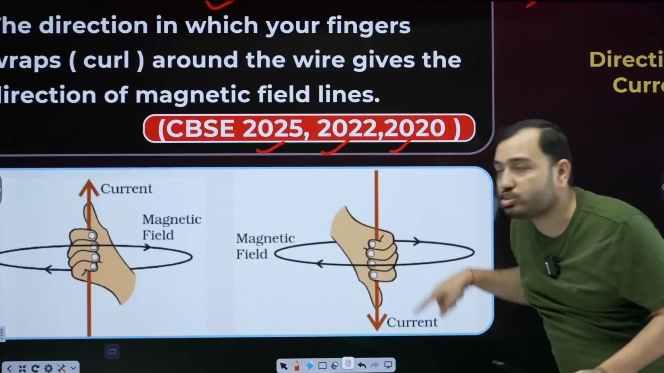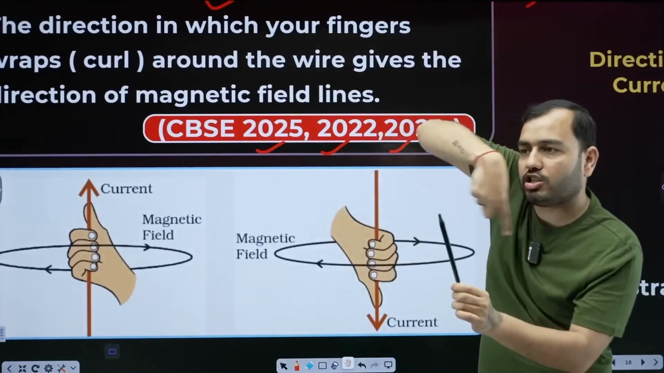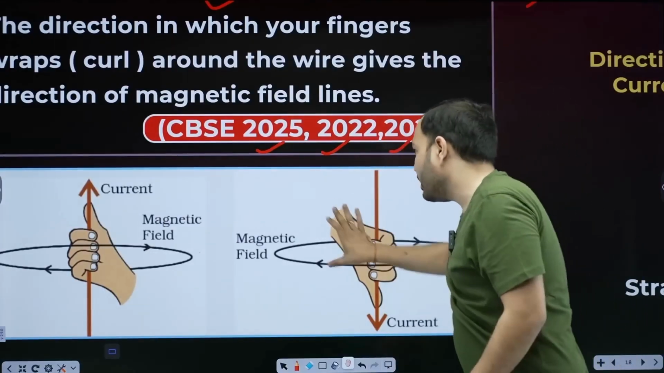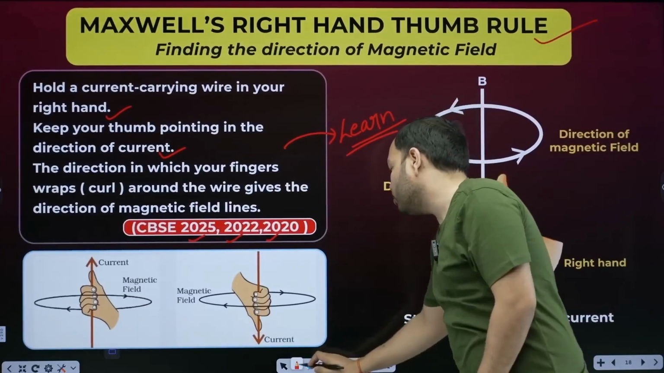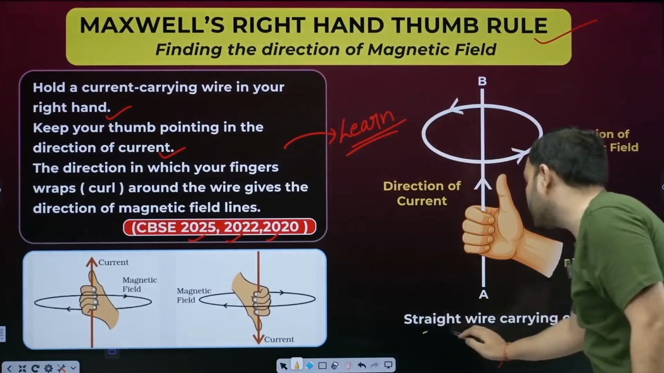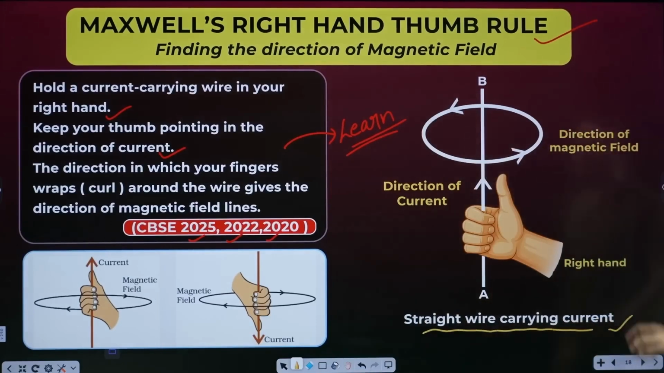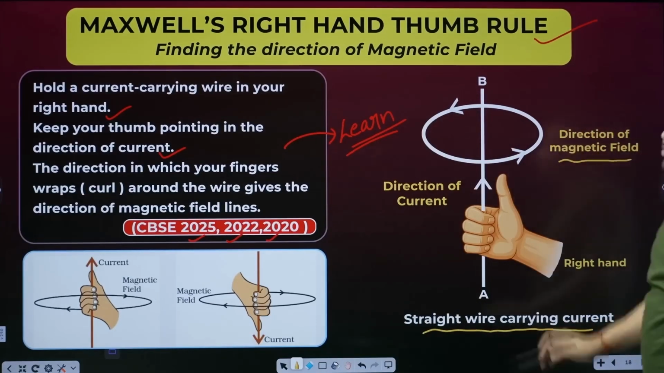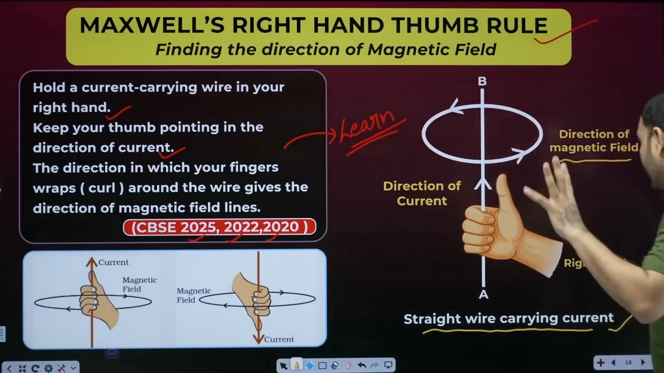How is the magnetic field? A circular shape. This became the magnetic field. What is this? Maxwell's right hand thumb rule. What did we find from this? The direction of the magnetic field due to a straight wire carrying current. Is it clear?